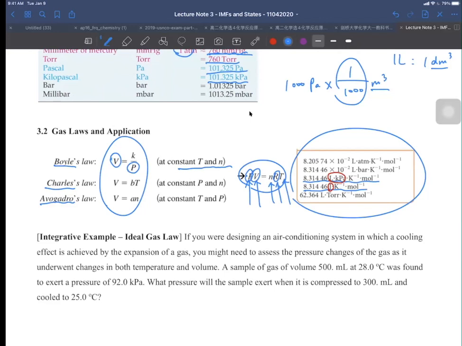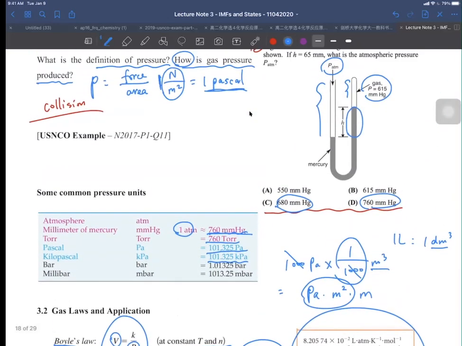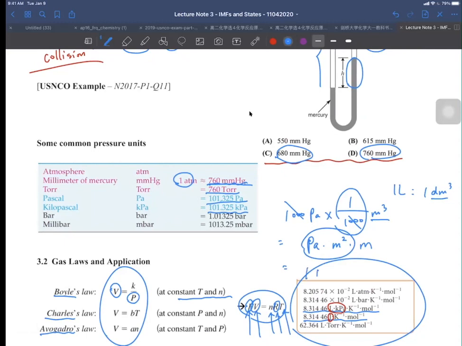Okay, let's continue. So these two cancel. So we got Pascal times meter square times meter. I want to separate the 3 times into 2 parts, because based on the definition of pressure, pressure times area will give you force, right? So the circled part will be 1 Newton, and then it turned into 1 Newton times 1 meter. So force times distance will give you the unit of work, which is joule.